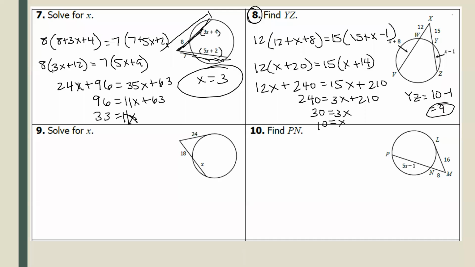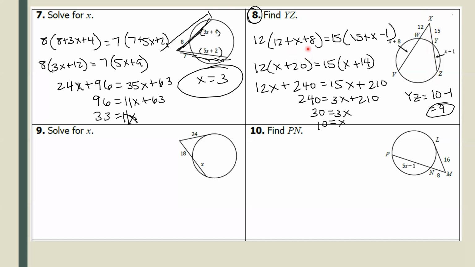All right, so this one looked a little bit like the one we did before, where we had 2 expressions. So the piece on the outside was 12. The length of the whole thing is this entire piece. So we use segment addition and we get 12 plus x plus 8. For the other secant, the piece on the outside is 15. And the length of the whole thing is this entire piece. So we have to add the 2 segments together, 15 plus x minus 1.